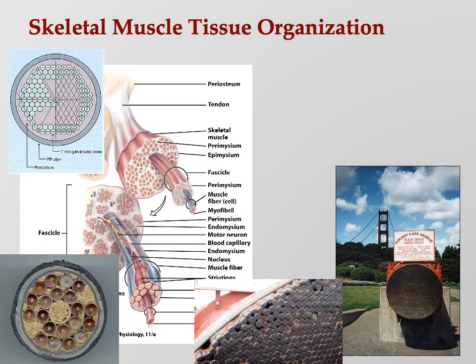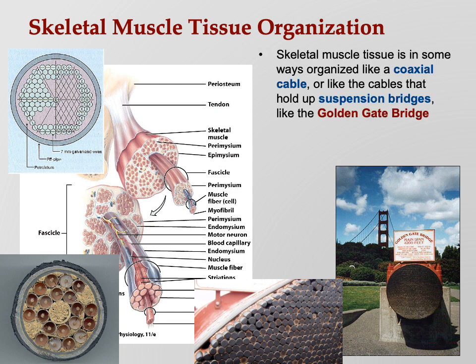So here, skeletal muscle tissue organization. You might wonder, why does it have all those different parts? Why do we have the muscle, and then the fascicles, and then the muscle fibers, and then the myofibrils? Well, it's kind of made up sort of like a coaxial cable. If you ever cut the coaxial cable at your house, that'll be great. Do it out in the front yard, and you might be able to get some neighbors involved as well.